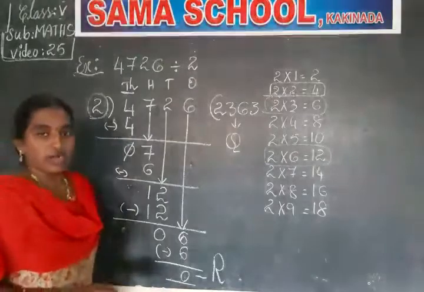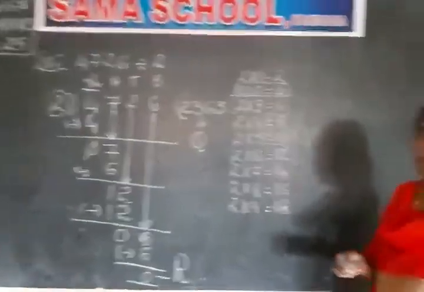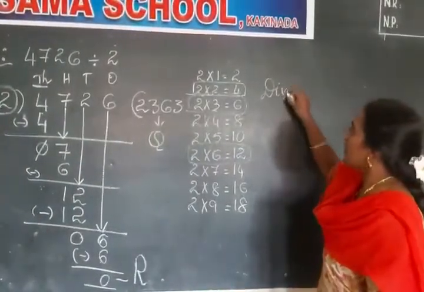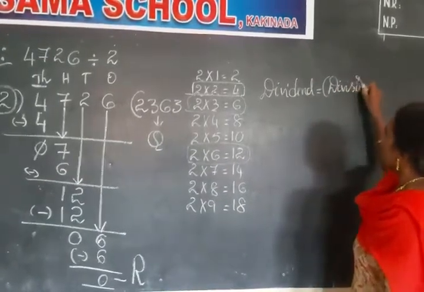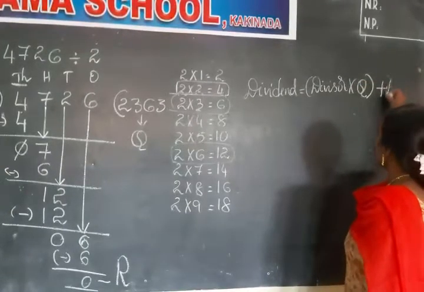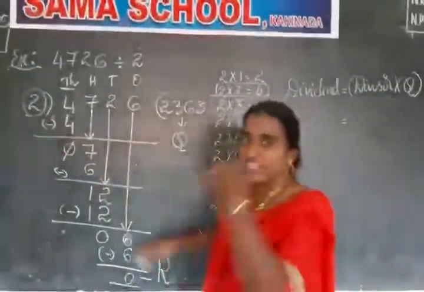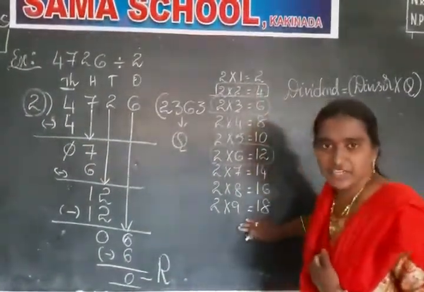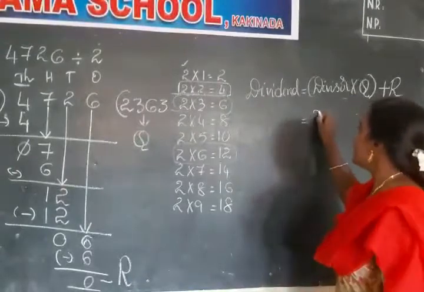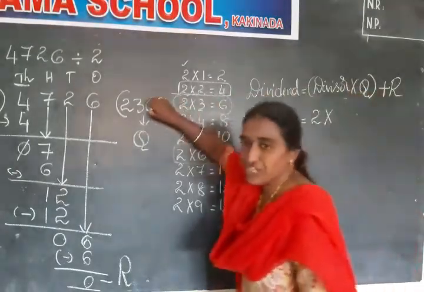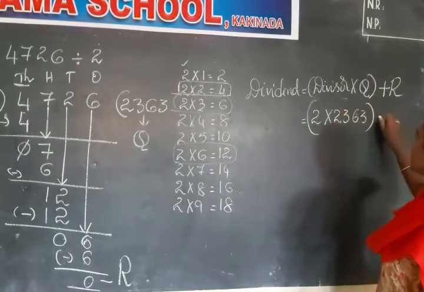Now we will get a doubt whether we got the correct answer or not. So we have to check our answer by using the verification formula. In the verification formula, what did you learn? Dividend is equal to, come and tell me, divisor into quotient plus remainder. What is the divisor in this sum? Simply remember which table you are writing for doing division. That is known as the divisor. Which table did you write here? 2. So that is divisor into quotient. What is the quotient you got here? 2363. Close the brackets. Plus remainder.